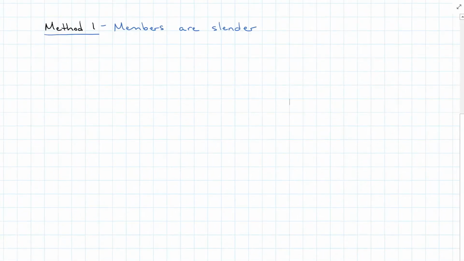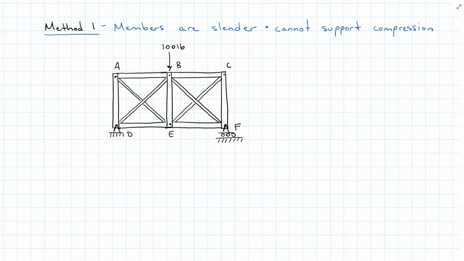Method number 1 is where the members are slender. So if you can imagine a slender member, it is not going to hold compression very well, but it will hold tension. When we talk about the members are slender, we're talking about the X's in the middle here. So that would be members AE, BD, CE, and BF.